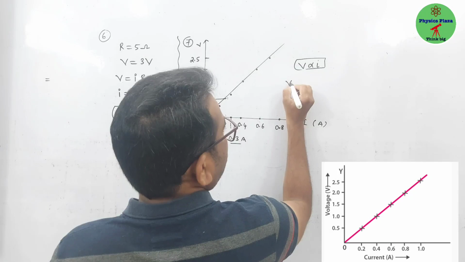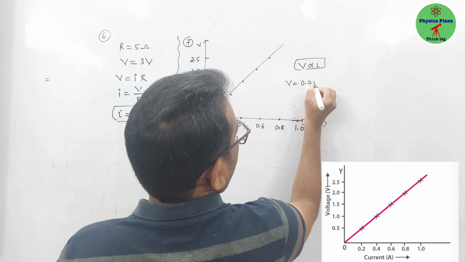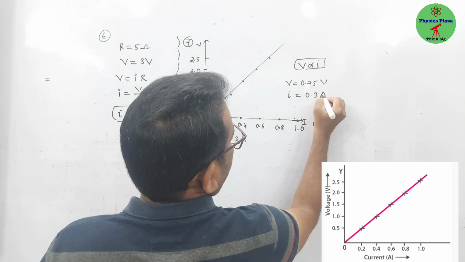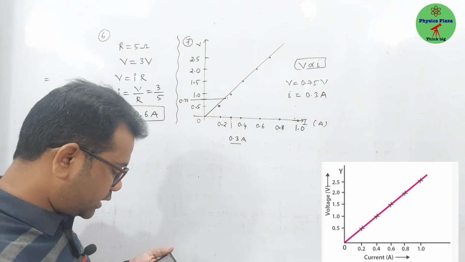Just from the graph we have to see. Children, they are saying at 0.75 voltage, what is the current? So the current is 0.3 amperes. We just have to look in between, that's it.